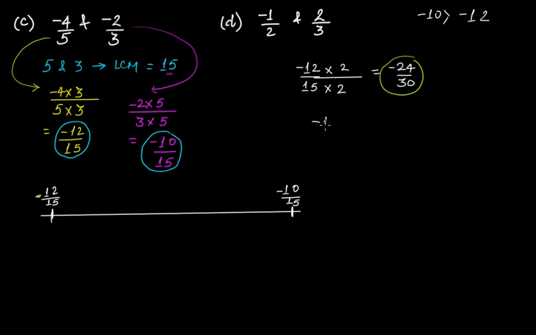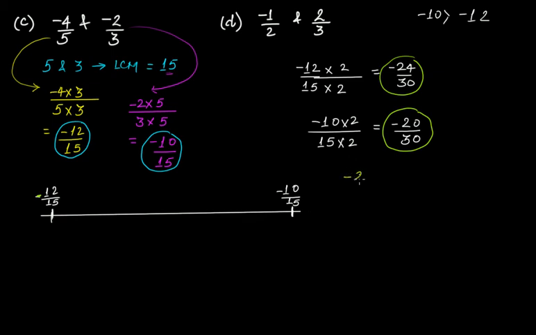This is minus 10 over 15. So we have to keep the denominator the same. We multiplied with 2, multiply this with 2 and 2. This gives you minus 20 over 30, right? It gives you minus 20 over 30. Now, minus 20 over 30 is the equivalent rational number of this minus 10 over 15.